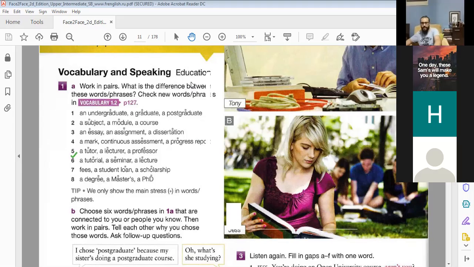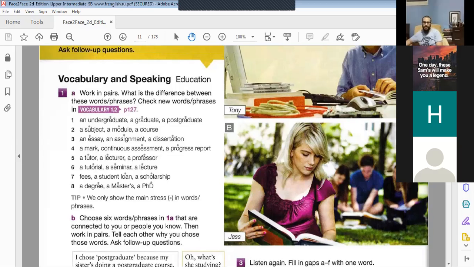What do you think? I think a mark is clear. When you have an exam, your teacher or professor or whatever will mark it, right? So this is continuous evaluation, something related to evaluation, assessment. Correct. Continual. Because some courses, they don't have a final exam.